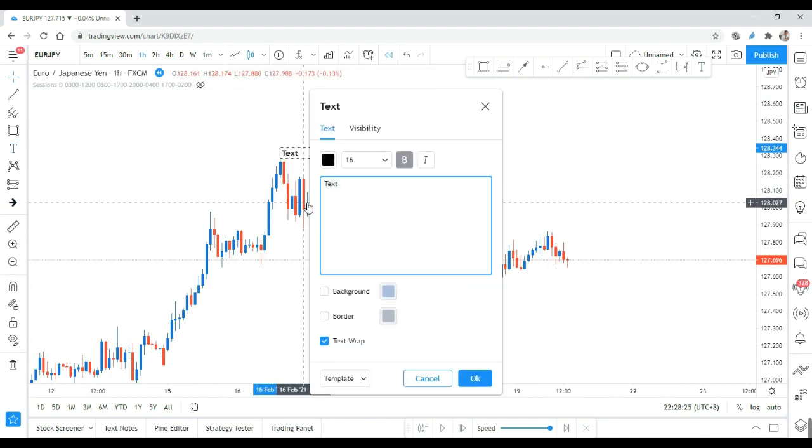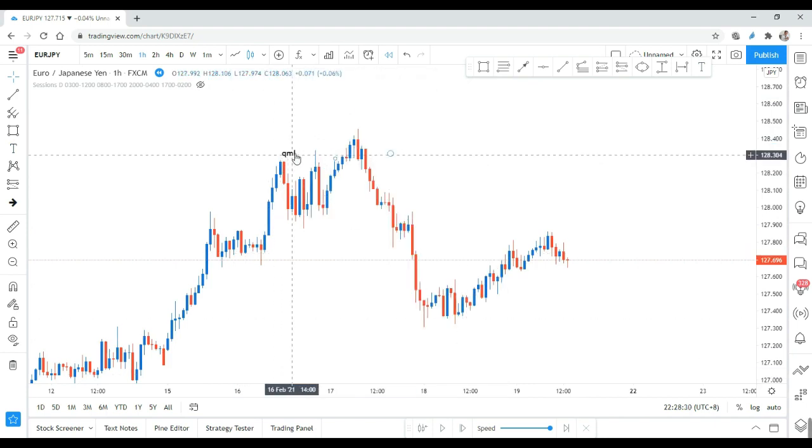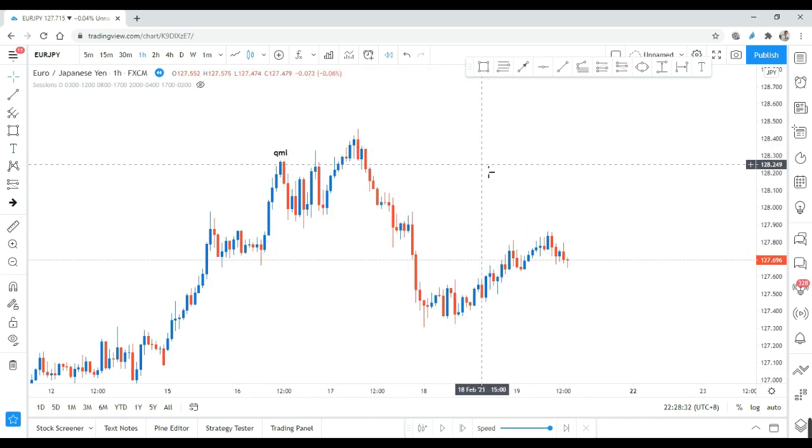It does not matter where you label your QML, because for my trading attitude, QML is nothing. I would say QML does not serve its purpose. QML for me is just a signal telling me the trend is reversing. Remember, this QML is telling you the trend is reversing. That's all. End of the story.